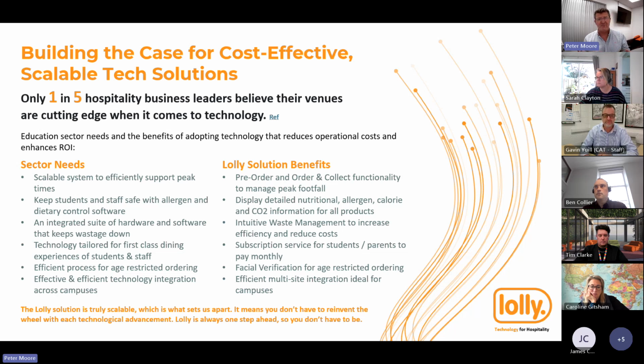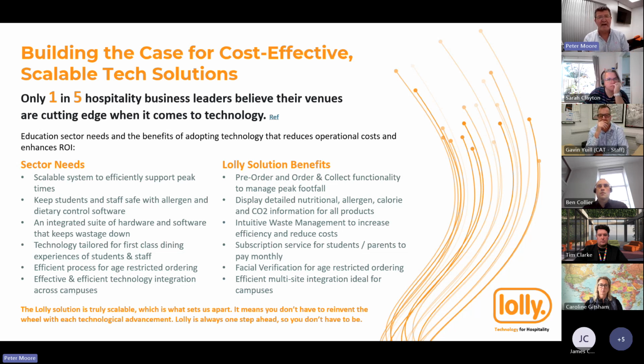Efficient processes, age restricted, face ordering. We'll talk about that, but again, it's bringing technology for efficiency, and bringing different technology across the campus. That could be a Starship delivering food to different parts of the campus. It could be a robotic dog delivering at night into one of the halls from your dark kitchen. There could be a number of different things that technology will bring you in the future. At Lolly, we have a lot of these, and we are building these constantly.